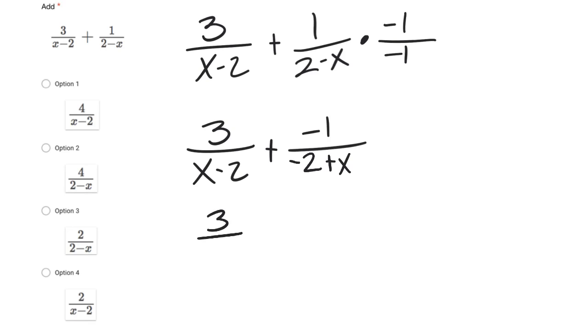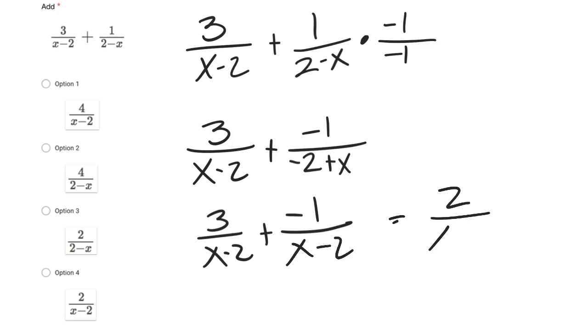So if I bring this down, if I want it to all look the same, I can rewrite this denominator as x minus 2. Now they match. 3 plus negative 1 is a positive 2. So I have 2 on top and x minus 2 on the bottom, which is option 4.